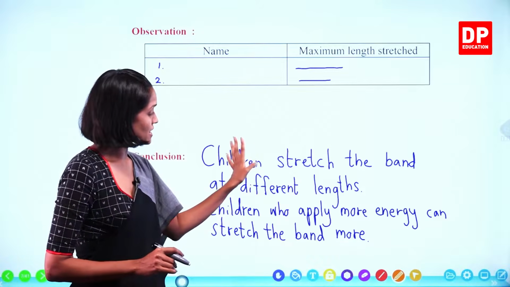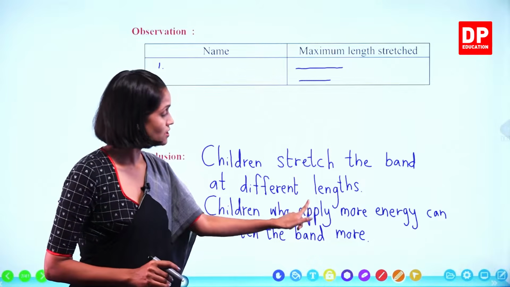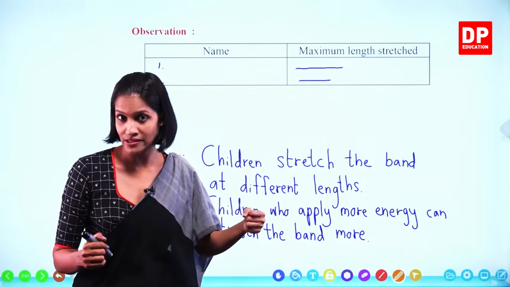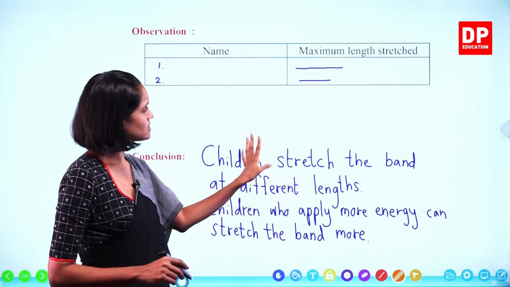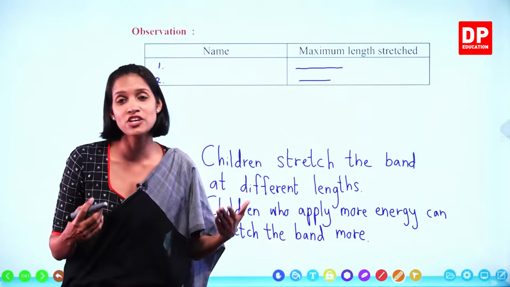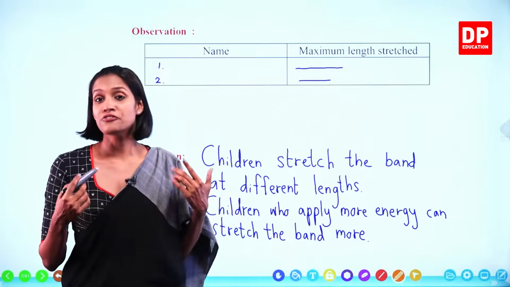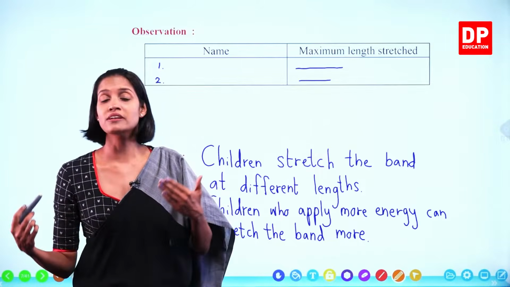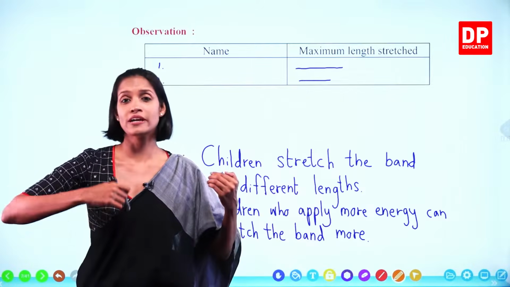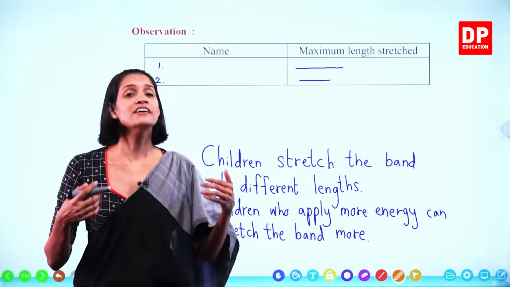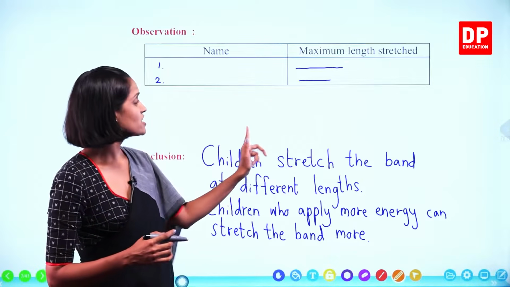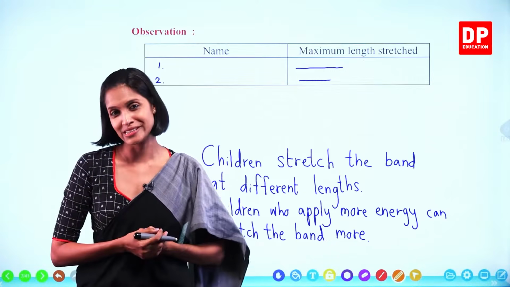So after doing this activity, now we know that you need more energy to stretch this band very well, right? Now when you consider this activity, children, what is stretching the band? Stretching the band is a type of work. Earlier we learned many examples of different types of work that you do in your day-to-day lives: opening a door, writing with a pen, carrying a bag. They were included under different types of work, right? The same way, stretching this band is also a type of work, right?